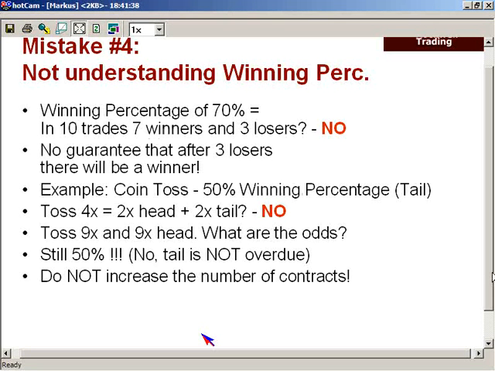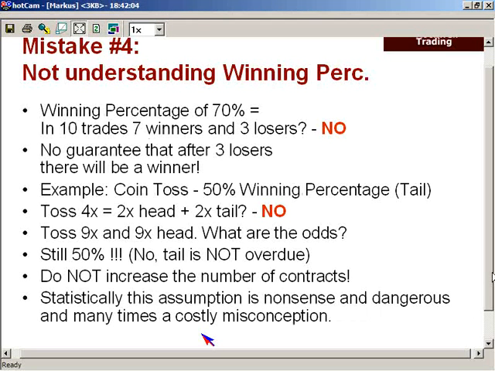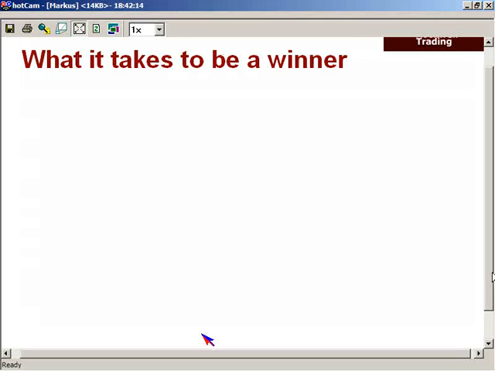So please, guys, whatever you have read or heard, and however logical this sounded, that if you toss the coin 9 times and get 9 heads, now tail is overdue: No, it is not. Therefore, please never increase the number of contracts based on this. It is not logical. If you talk to anybody who knows anything about statistics, he will tell you that doing this is pure nonsense and basically a martingale system that sets you up for failure. Because statistically, as I said, this assumption is nonsense and dangerous, and many times a very costly misconception.